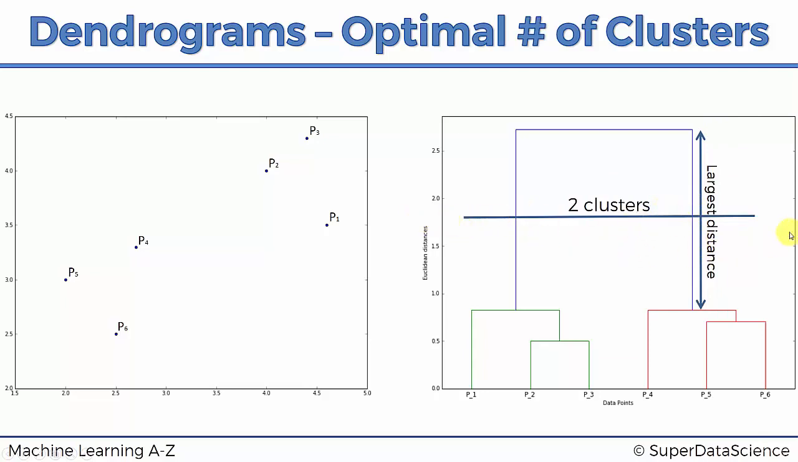So once we've crossed this largest distance with our threshold, it doesn't matter where you set it. You can set it here, you can set it lower, you can set it higher, as long as it crosses this line. Then the two clusters are this one and this one. This approach is telling us that the optimal number of clusters is 2, and these are them. And in this case, it makes sense.